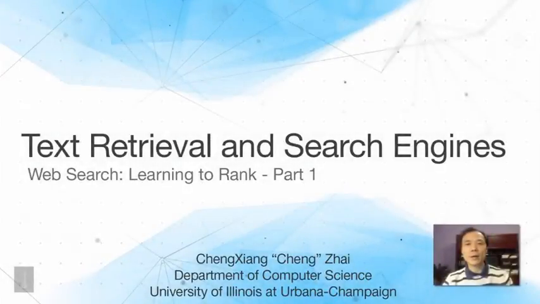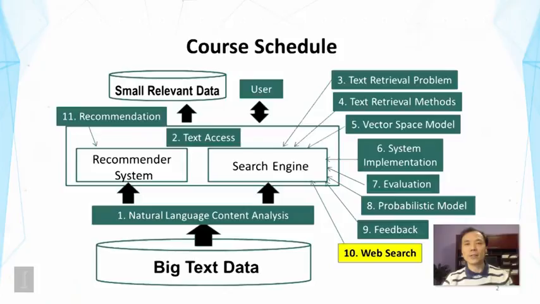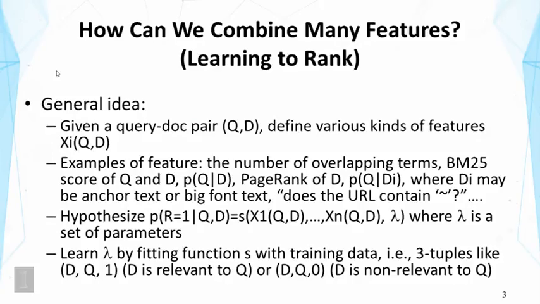This lecture is about learning to rank. In this lecture, we're going to continue talking about web search. In particular, we're going to talk about using machine learning to combine different features to improve the ranking function. So the question that we address in this lecture is how we can combine many features to generate a single ranking function to optimize search results.